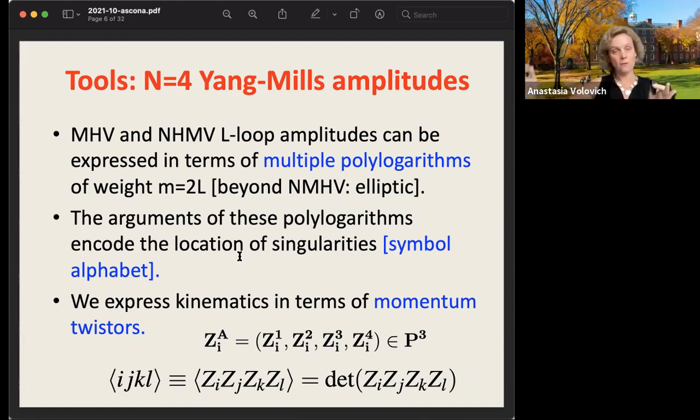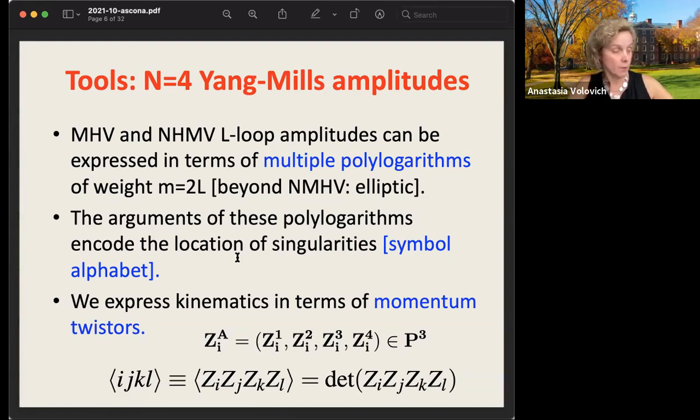Now what are these amplitudes functions of? The arguments of these functions are also something very special, and they of course encode the location of singularities. I'm not explaining this in detail, but the singularities are certain letters, and we call them the symbol alphabet. So sometimes I use the word singularity, sometimes I use the word symbol alphabet. Normally the amplitude is a function of momentum. Very crucially, for n equals 4, instead of using momentum, you use momentum twistors.